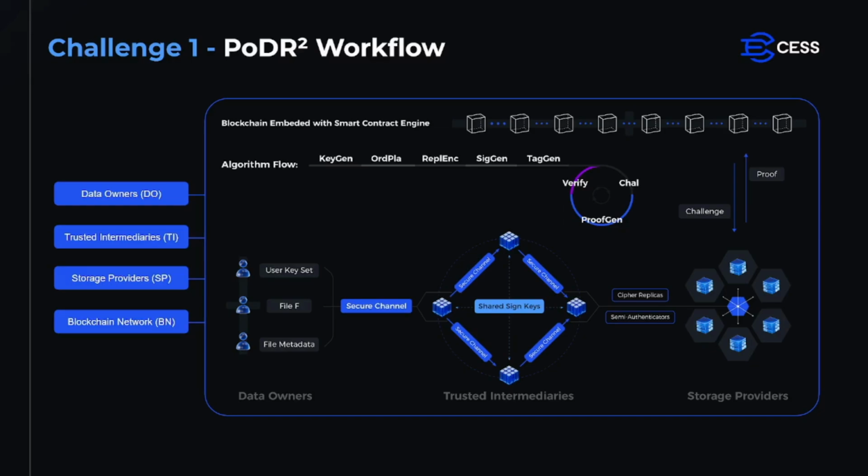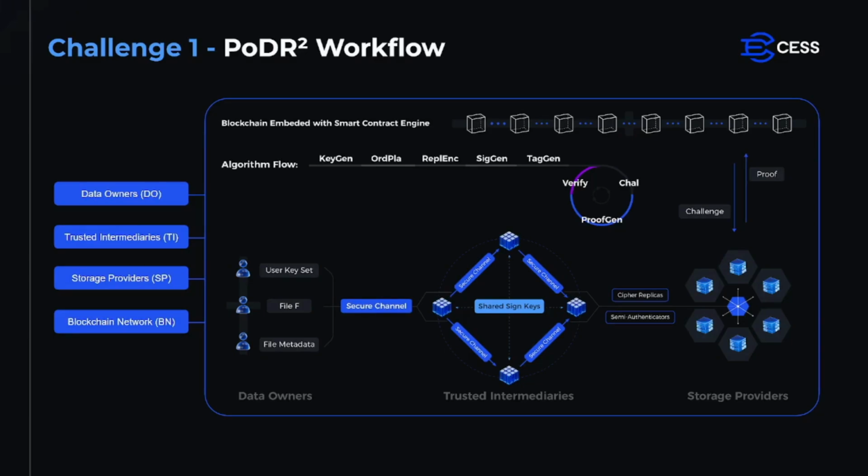Once the order is placed, the file is first replicated to create multiple copies for redundancy. This is followed by segmentation, where the file is divided into smaller segments. These segments are then encoded to enhance security and efficiency. After encoding, the sign generation phase produces cryptographic tags or signatures for each file segment. These tags, known as semi-authenticators, are crucial for subsequent proof calculations. The storage providers then store these authenticators alongside the file segments.